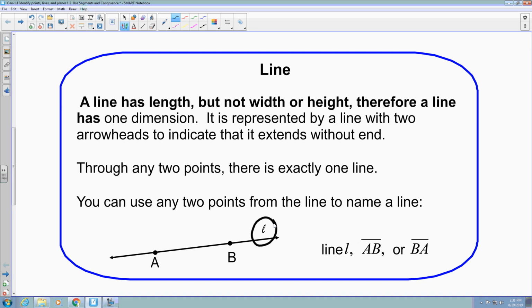Or you can identify a line by the points that are on the line. Like I have points A and B on this line, so I can say this is line AB or even line BA. And these should have arrowheads on the ends to identify that they are lines and not just line segments.